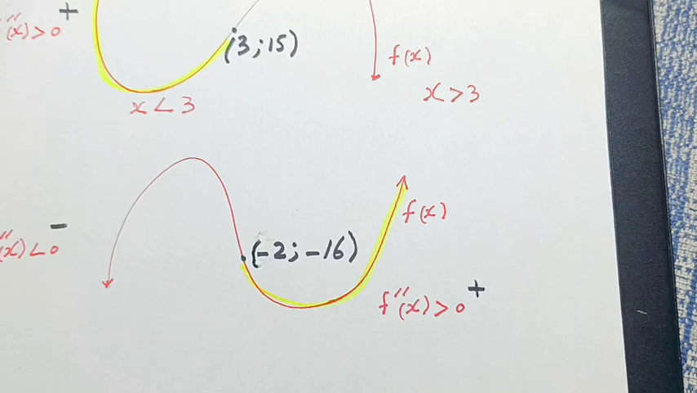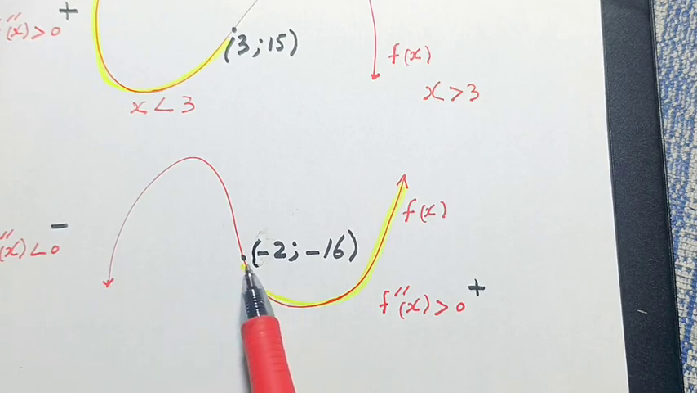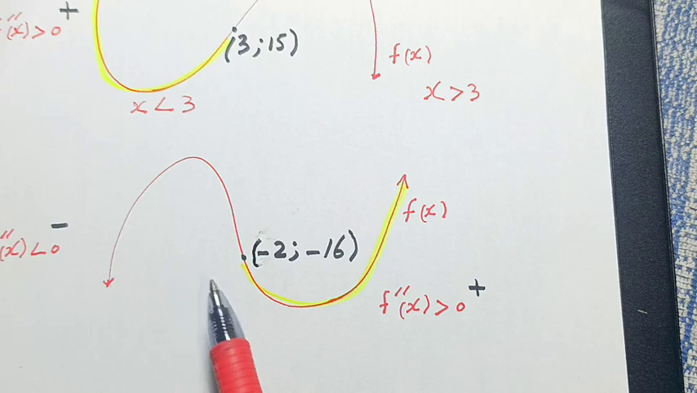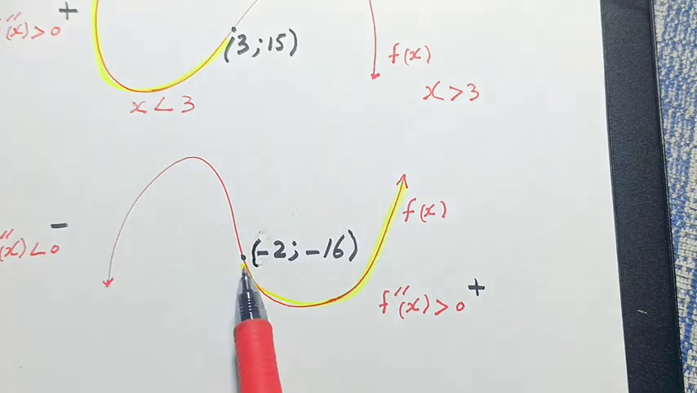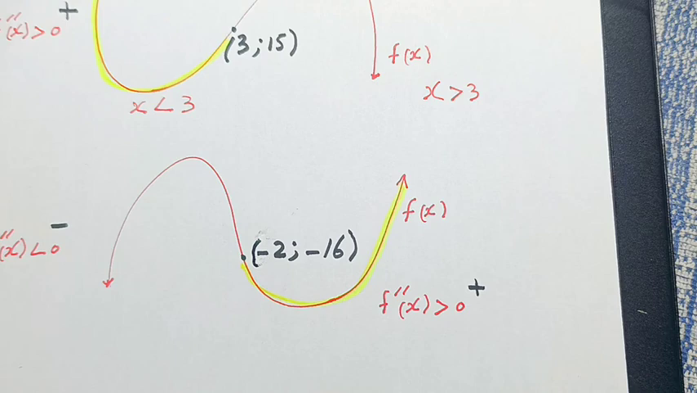This is a positive cubic graph, start sad and smile. Now, this is a point of inflection. A point where a function changes from concave down to concave up is called a point of inflection. This is the point of inflection. This is concave up, second derivative is positive; concave down, second derivative is negative.